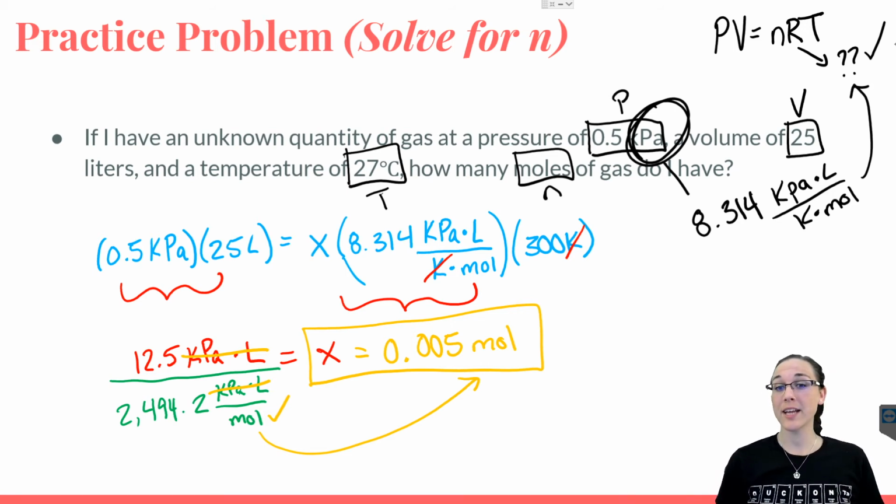Notice that here we had to use an R value that had kPa in it instead of our 0.0821 atm R value. That's because the pressure we were given was in kilopascals, so we need to use an R value that matches that pressure value.